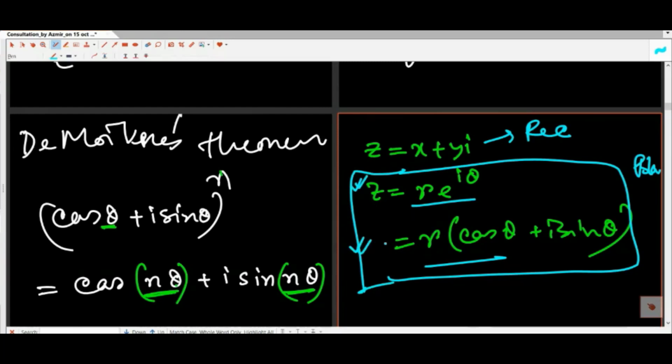It is also the form which is the second form. Since we have here an exponential term, this is called the exponential form of a complex number. And since here we have sin θ and cos θ, that is trigonometric, we can write it is the trigonometric form of a complex number.